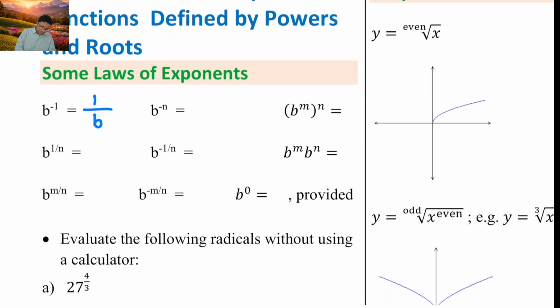In other words, when you take the negative exponent to the denominator, or when you change it from numerator to denominator, the negative exponent becomes a positive exponent. 1 over b to the 1. Right? In the same way, b to the negative n is 1 over b to the n.